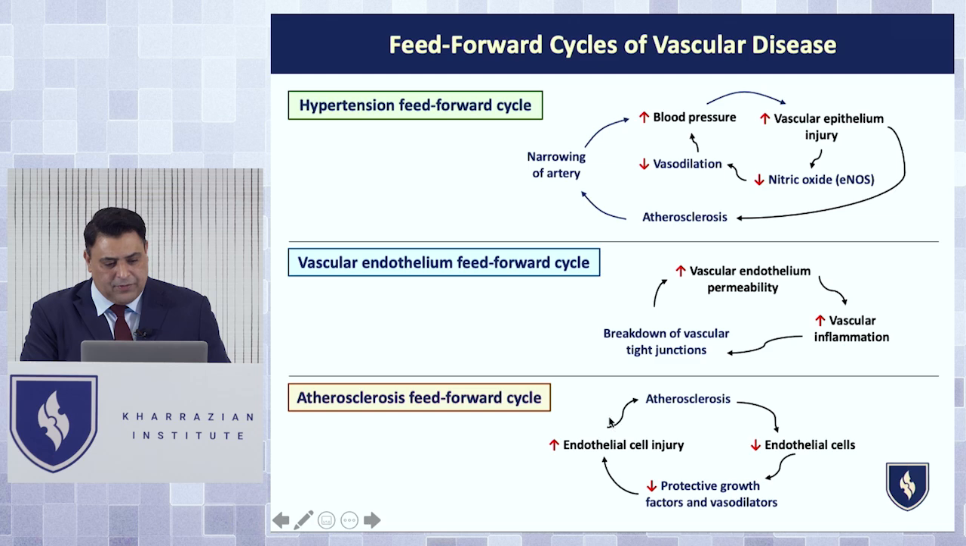And then you have the atherosclerosis feed-forward cycle. So atherosclerosis causes decreased endothelial cells. With fewer endothelial cells, there are decreased protective growth factors and vasodilators. There's more endothelial cell injury, not enough recovery, and this whole perpetual cycle promotes itself. So these are the feed-forward cycle mechanisms that take place. So you have to immediately quench inflammation. You have to immediately decrease blood pressure. You have to immediately increase antioxidants to really break this cycle and this pattern. Because if you don't, the progression will just accelerate and speed up and speed up and speed up with time.